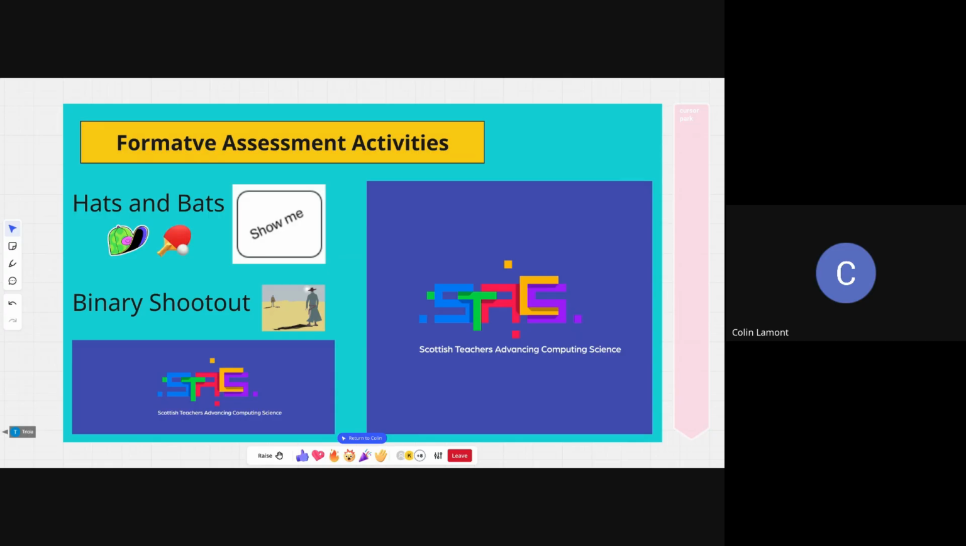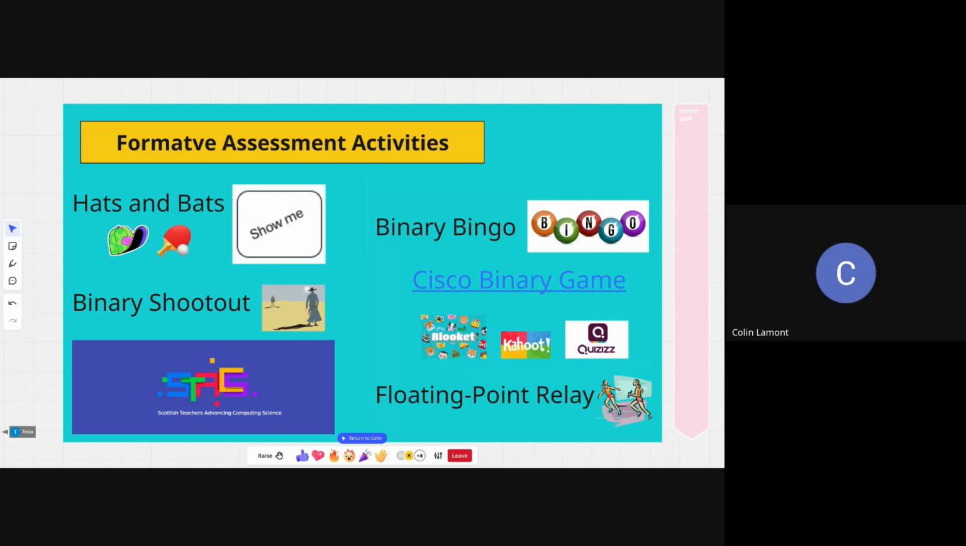Whiteboards, show me boards, and formative assessment, they go hand in hand. If you've read any of the Bruce Robertson stuff, Teaching the Delusion, then you'll know all about that. Binary, floating point, two's complement, naming vector objects, naming attributes of vector objects, anything like that can quite easily be answered with a wee quick show me board, just as a knowledge check.